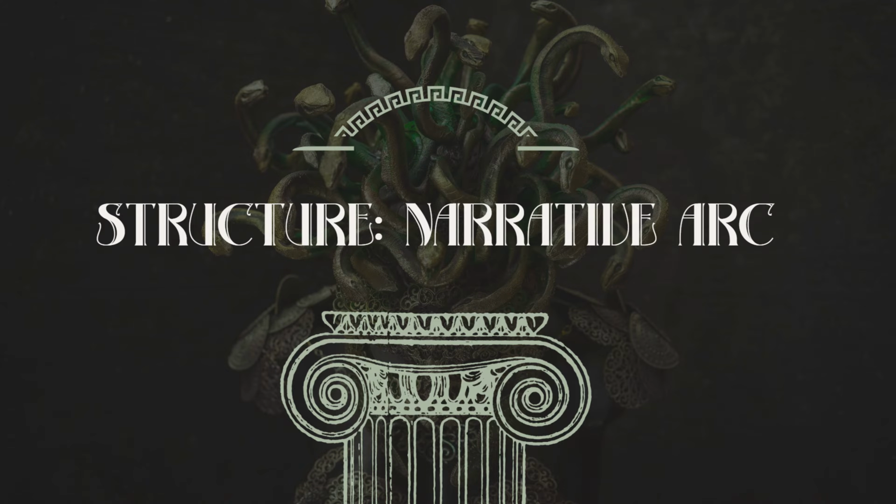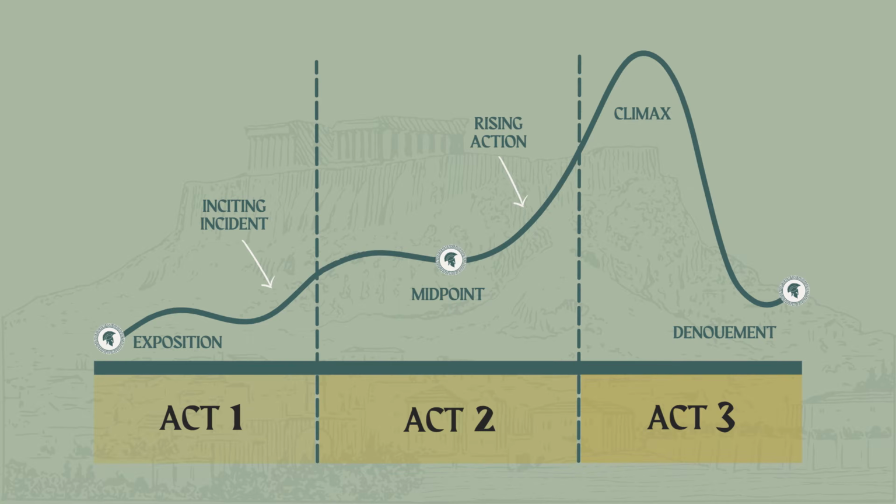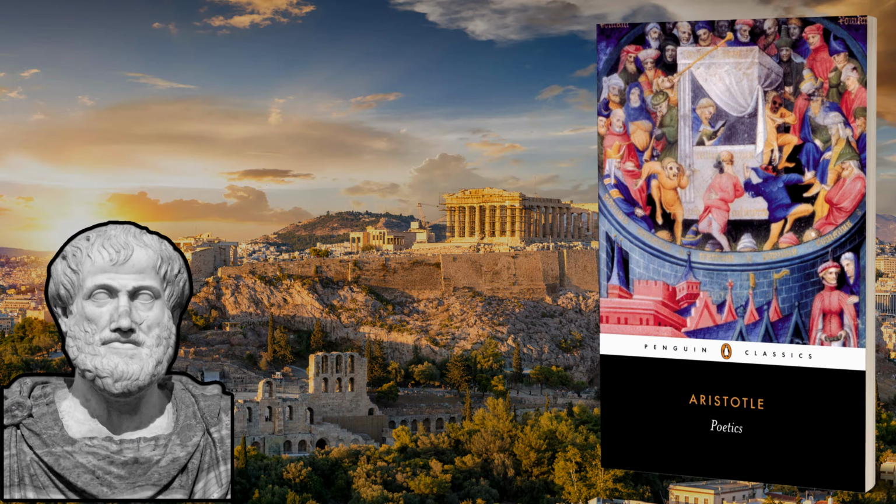Structure implemented with narrative arc. Narrative arc can vary between the hero's journey or Freytag's pyramid. Still, the most common and quite traditional is the three-act story, first observed in classical Greece, most notably in Greek tragedies, where the famous philosopher Aristotle analyzed how stories progress in his book Poetics.